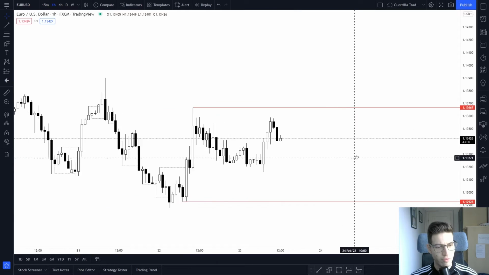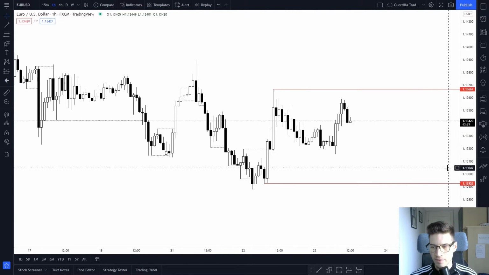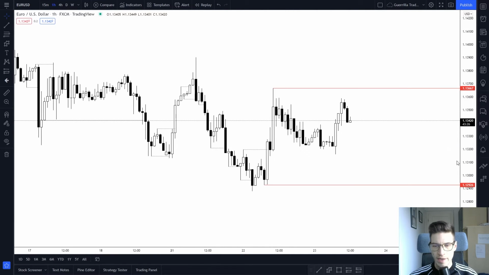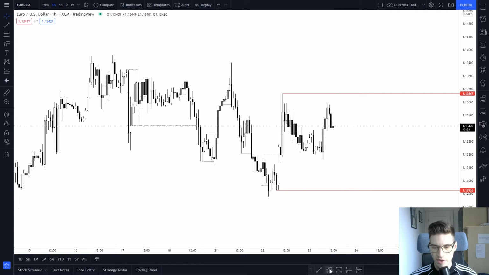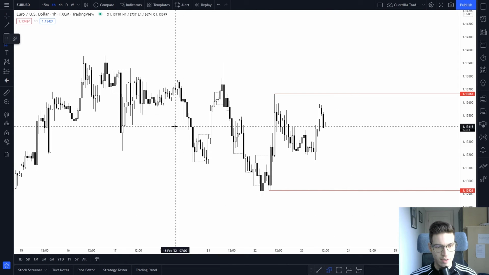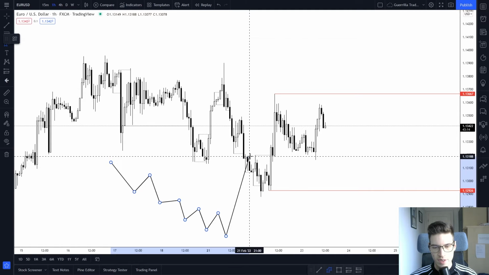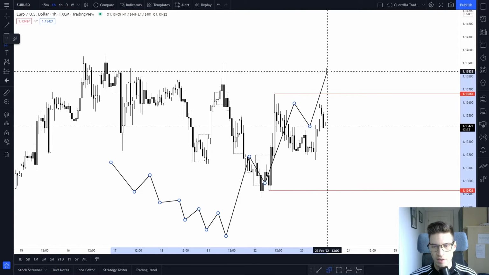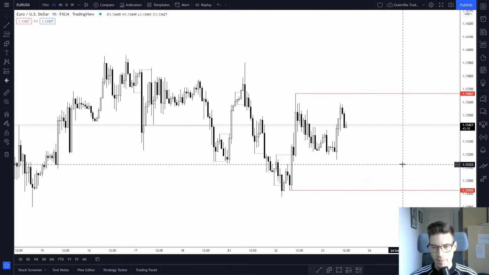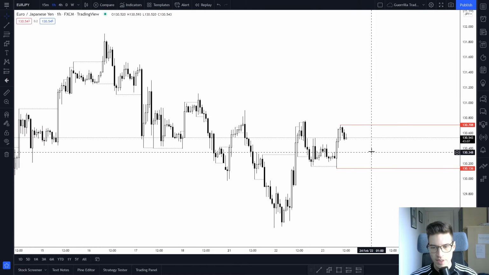So that's it for the euro and the US dollar. Currently, as I said, waiting for the break of the low or the high, and waiting to see if the price will start trending to the upside from this descending structure. As we know, when we get a descending structure, there is a high chance that price will reverse and start trending in the opposite direction. So yeah, let's switch over to the euro and the Japanese yen.